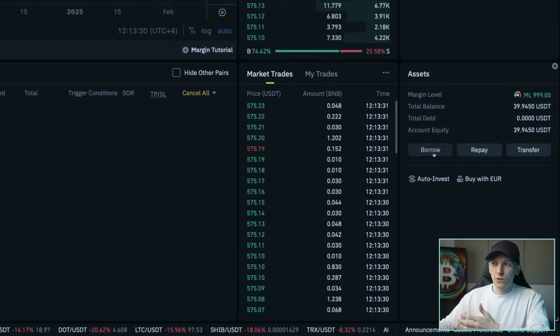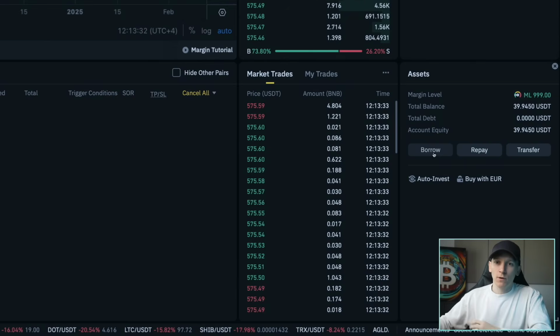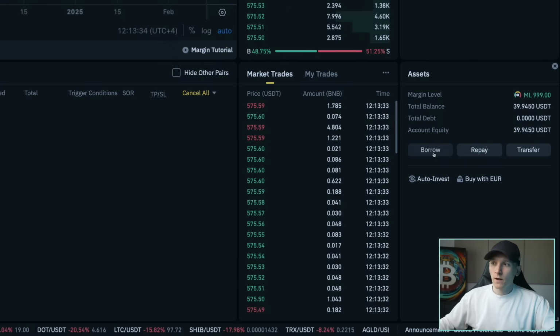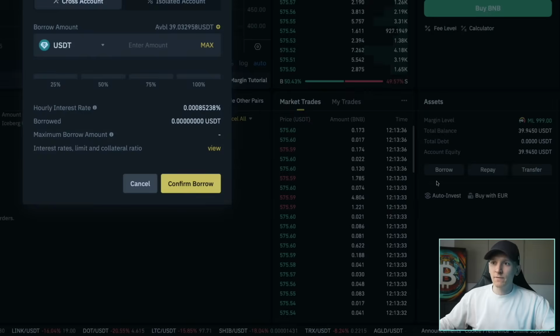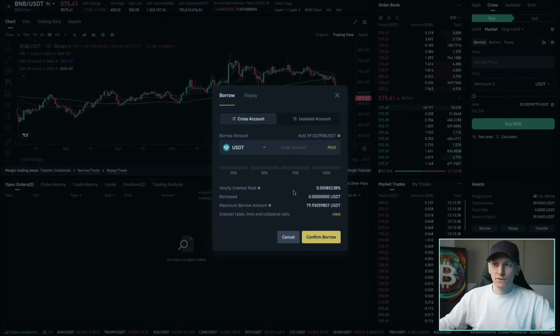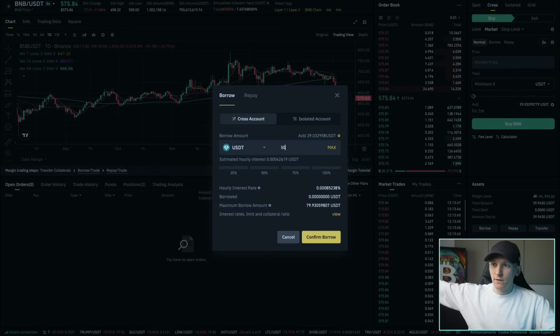Now usually you do this when opening a position, but you can actually borrow the money first before trading as well. So let's press borrow, and it comes up with the borrow screen and says, how much do you want to borrow? The max amount I can borrow is $80. Let's say that we want to borrow $50. And of course, we have $39 to pay for any potential losses and any interest as well. So I'm going to borrow that, and I'm going to press confirm borrow.